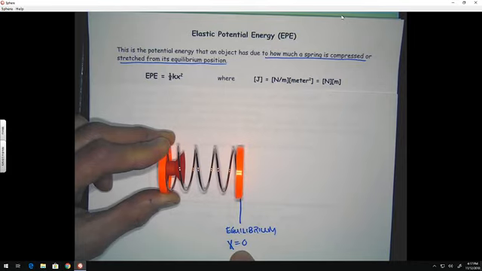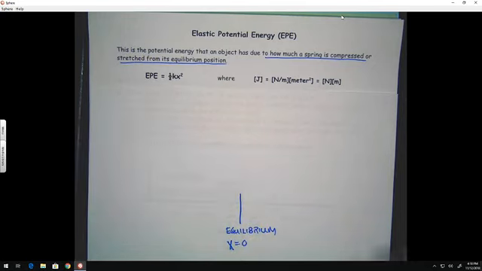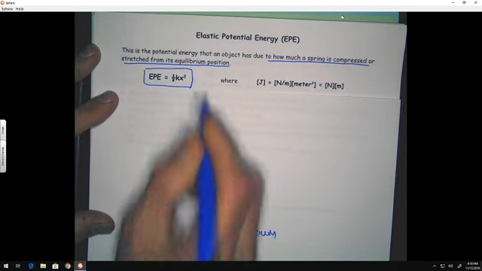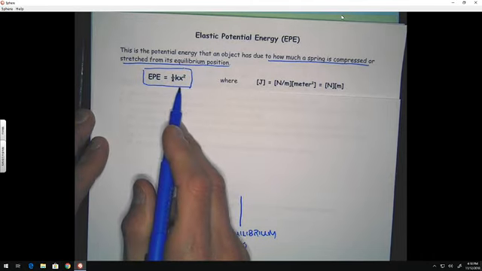That's the most important thing you need to know about springs, is that they're always trying to get something to come back to an equilibrium position. So let's look at the formula for EPE. The formula for EPE, and put a box around it, is equal to 1/2 times kx squared.